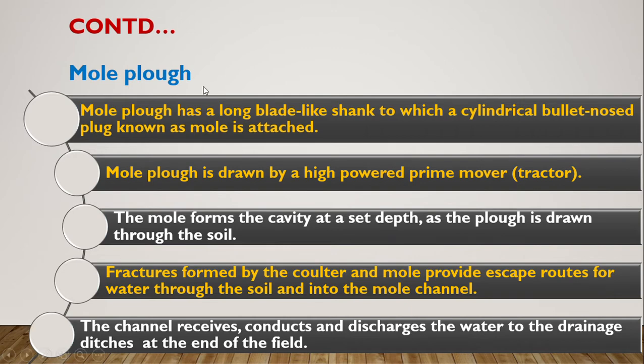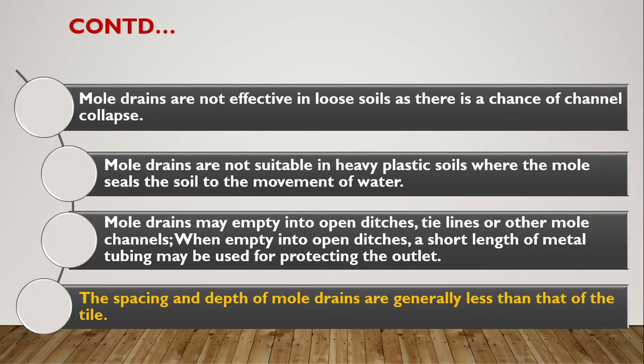So the mole plow is drawn by a high-powered prime mover, for example a tractor. Mole forms a cavity at a set depth as the plow is drawn through the soil. Fractures formed by the coulter and mole provide escape routes for water through the soil and into the mole channel. So some fractures will be formed by this mole. Those fractures are used in future for removal of the water. Those cracks form a pathway for the water to the mole drains. Okay, so that is the thing, and they are not effective in loose soils.